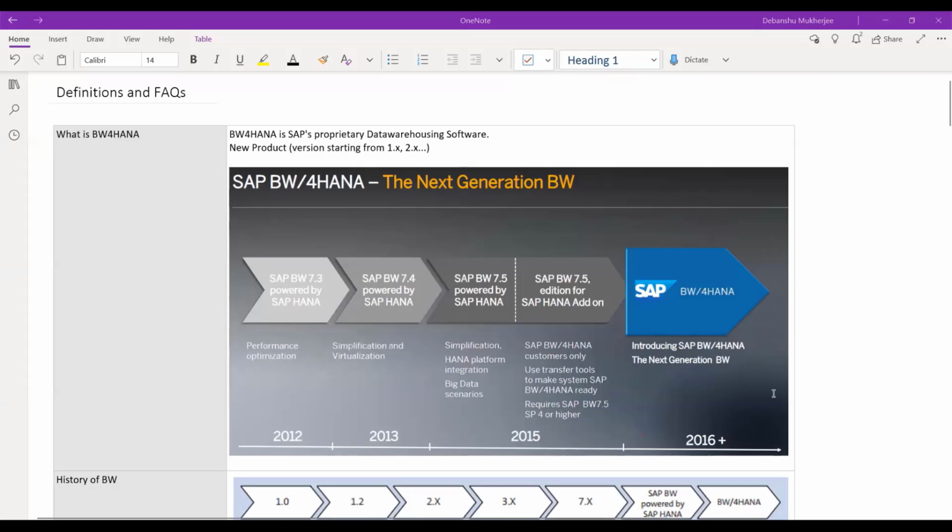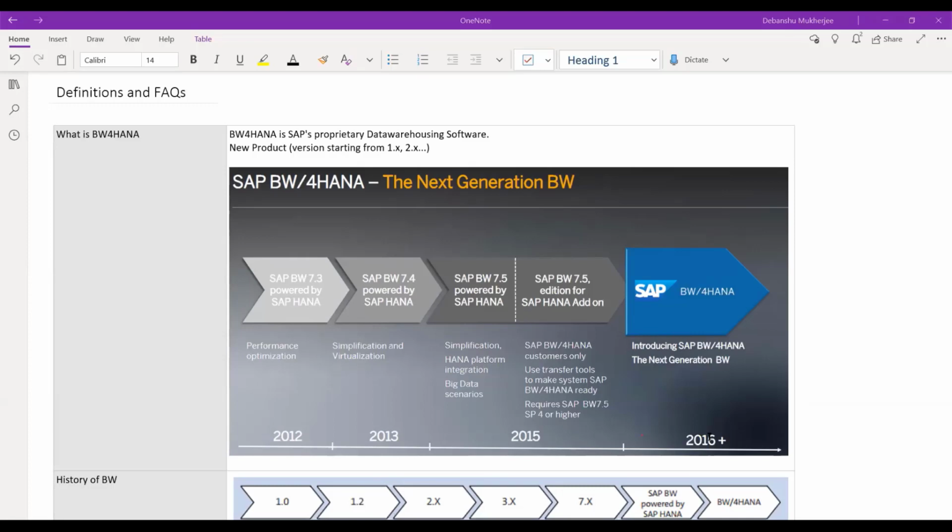And then we also got 7.4, which was powered by SAP HANA. And then we moved on to 7.5 powered by SAP HANA, or you can also say 7.5 on HANA, and it stopped there. There is no version called 7.6. The BW on HANA line stopped at 7.5. Of course, different service packs were released. Service pack 4, 5, 6, 7, I think till maybe 18, 19, 20. I'm not sure what is the latest, but it went beyond 15. I'm sure about that. And after that, SAP released BW4HANA.